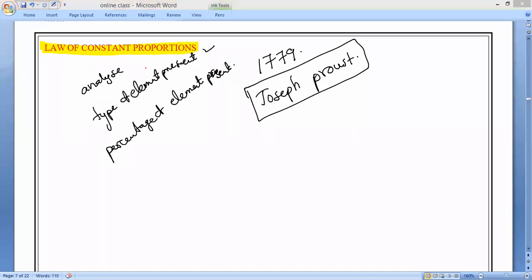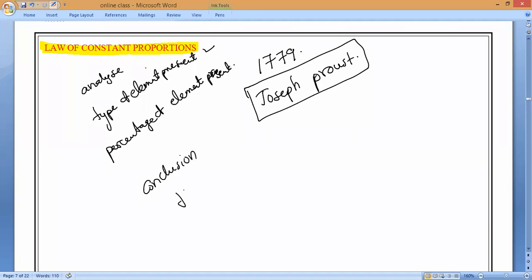He examined a large number of compounds and observed two things: what type of elements are present in the compound, and what percentage of elements is present in the compound. After observing a large number of compounds, he came to the conclusion that the proportion of each element in a compound is always constant.